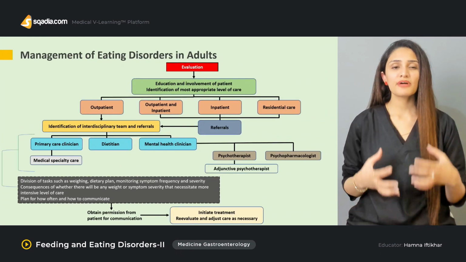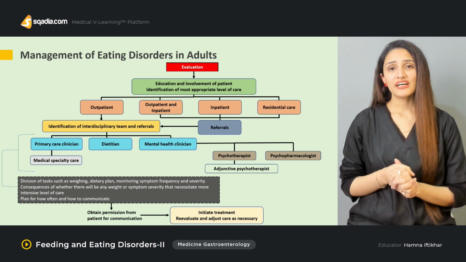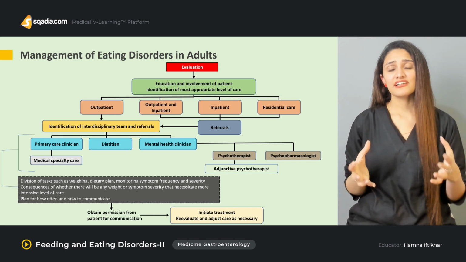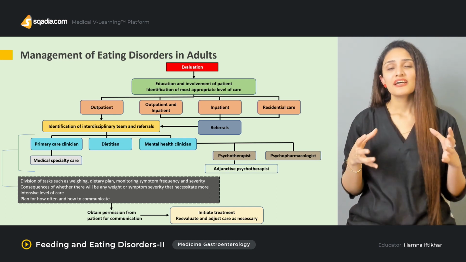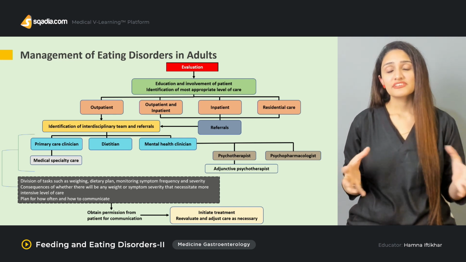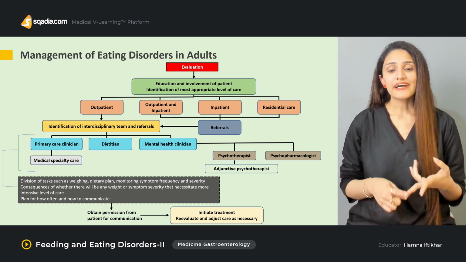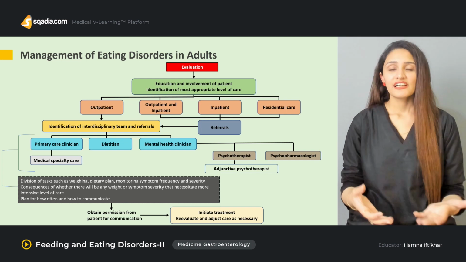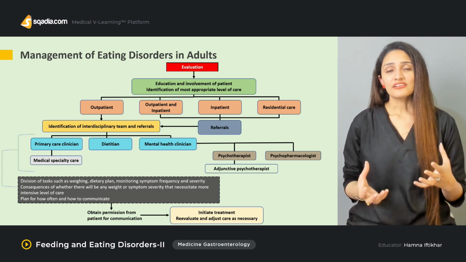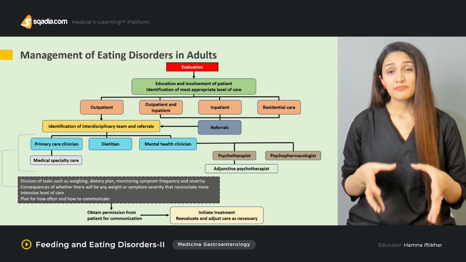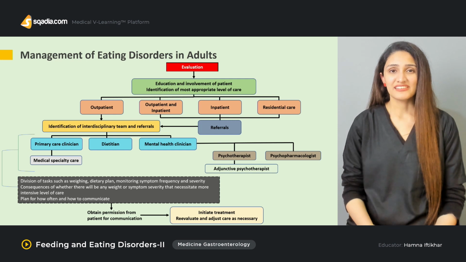And then we'll be talking about the management of eating and feeding disorders. As we all know, these patients are supposed to be treated by a multidisciplinary team. So these patients come under doctors that could include clinicians, dietitians, and mental health clinicians. So it's a multidisciplinary team that puts in an effort to treat these patients with this mental illness.